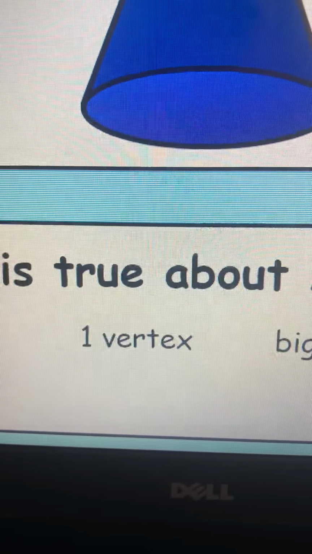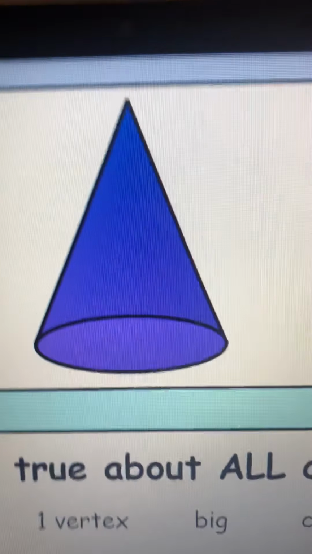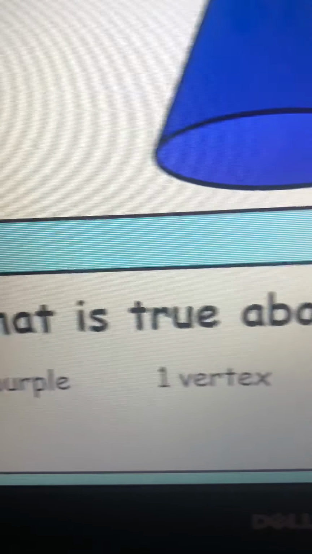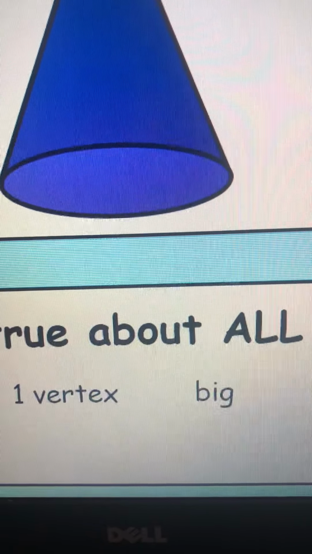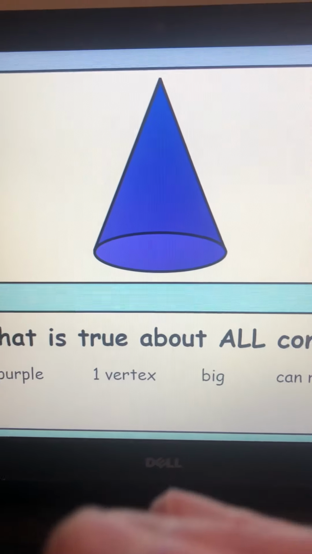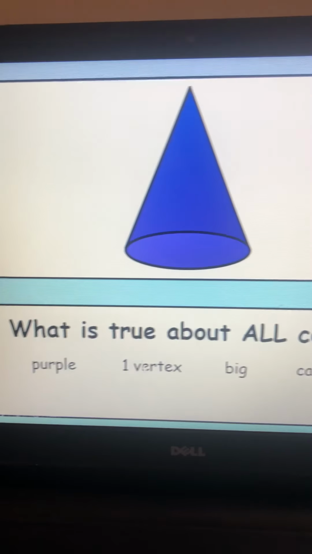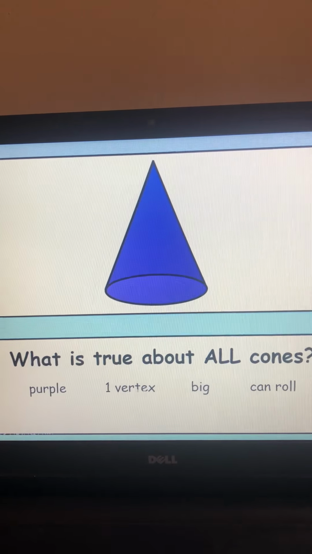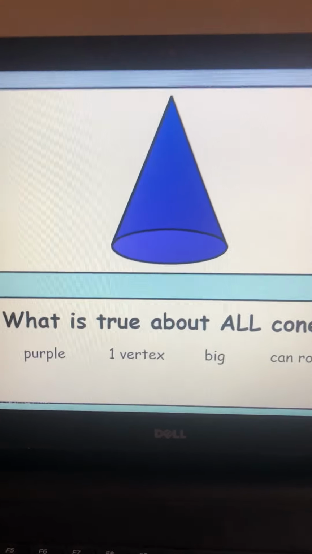Okay, the vertex is like the vertices. Remember, those are like the corners. Is there a corner on this cone? And yes, there is, right up here. And so there is one vertex. Big. Well, now a cone can be any size and can roll. If you were to put this on top of a hill, it would roll down. So yes, all cones have one vertex and they all can roll. They're not purple or big always.